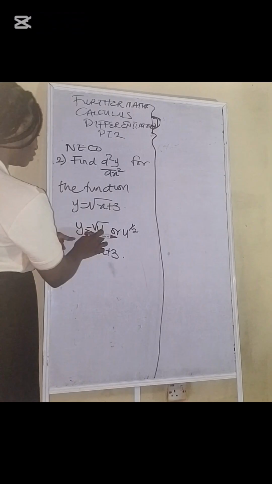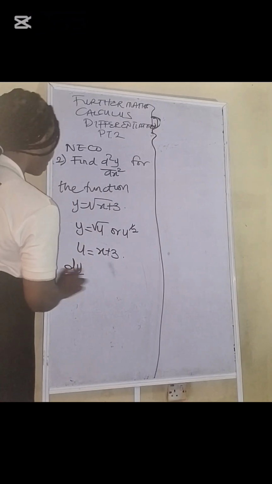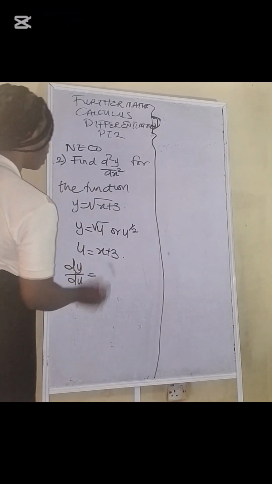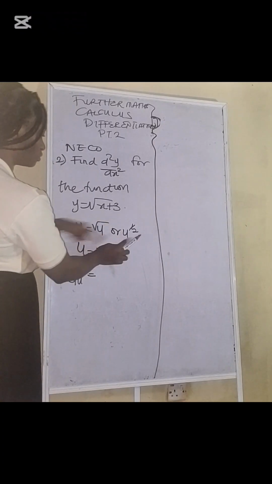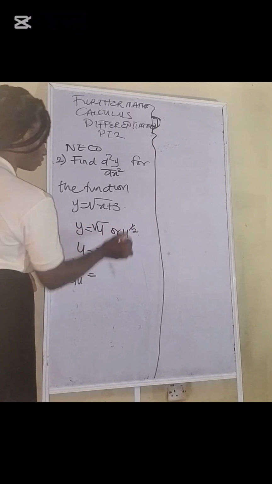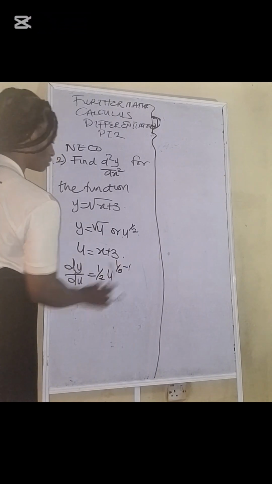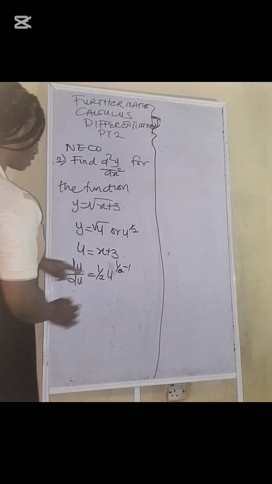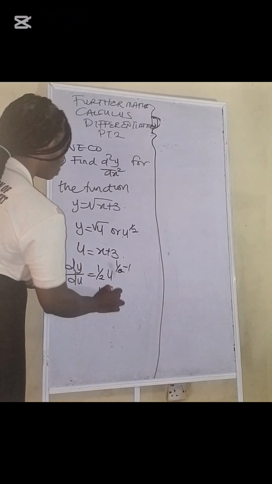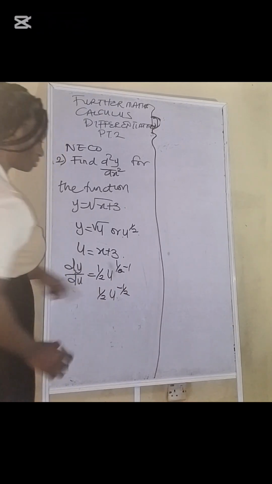Let's get dy/du now. So our dy/du, that's very important, you watch the full video. Our dy/du, using this one, this 1 over 2 will come down here. Now you multiply, you subtract 1 from 1 over 2. You understand? So the answer will be 1 over 2 u to the minus 1 over 2. Have you seen that now?